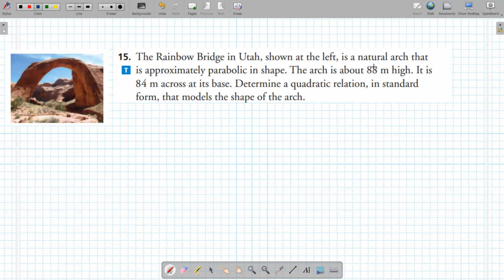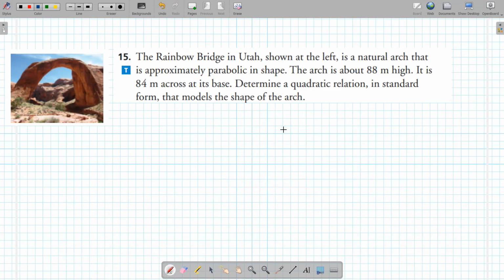So we know there's an arc that is parabolic in shape. It is 88 meters high. It is 84 meters across. Determine a quadratic relation in standard form that models the shape. Any ideas on how to even approach this? What would you do if you saw this? Let me tell you, we have learned all the tools to solve this question. The first part is the most difficult, which is coming up with the equation.